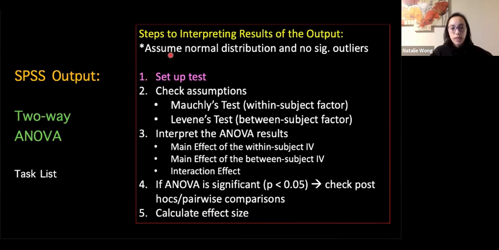So again, we'll assume we have a normal distribution and no significant outliers for our dependent variable. Most of the data sets I end up choosing are usually good, or they've been created through random number generators, which will usually give you a normal distribution. So we don't have to check those, but there's still an assumption that you should acknowledge when you're writing out your assumptions in the activity.